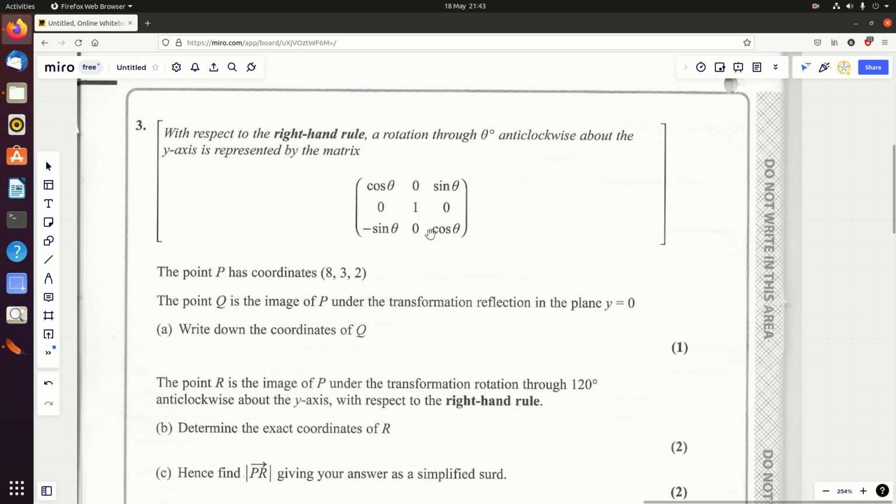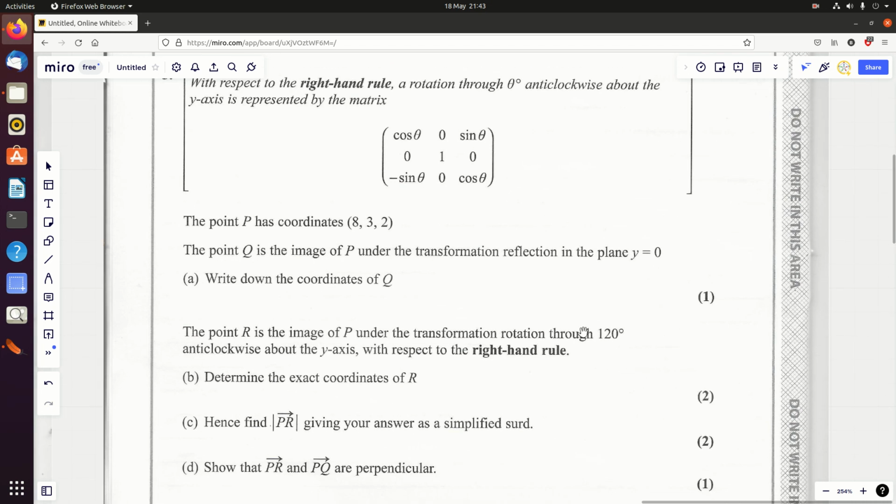And the first thing they've said is, okay, we're going to reflect P in the plane y equals 0. Now I have great fun pointing out to students that the line y equals 2x in 2 dimensions is a line, but y equals 2x in 3 dimensions is a plane. It's the same with y equals 0. In 2 dimensions that's a line, but in 3 dimensions it's a plane.